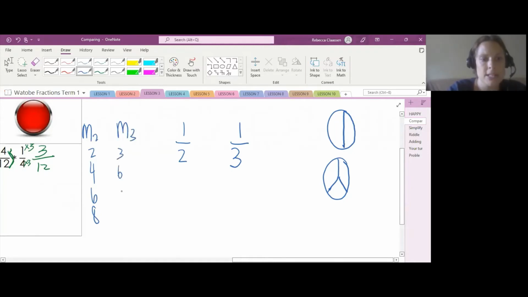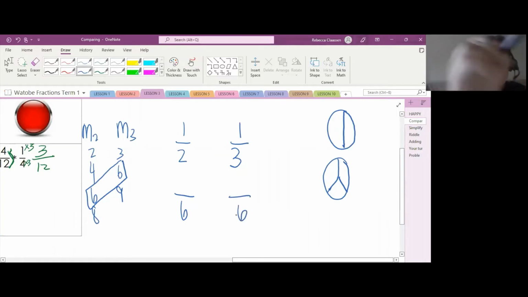3, 6, 9. Hollyhoxy. 3, 6, and 9. And we look to see what's the first number in both lists, which is 6. So 6 is now our new denominator. Okay, so far so good. So 6 is now our new denominator because it's going to let us compare them.